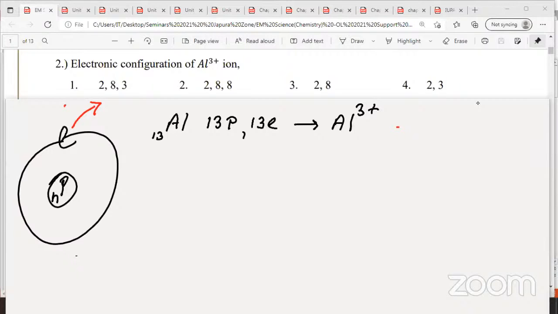So which subatomic particle goes in and out from an atom? Only the electron. The nucleus is constant. This is not going to change unless it is a nuclear reaction. Nuclear reactions are not introduced in your syllabus, so there is no need to worry about that. So this is very common.